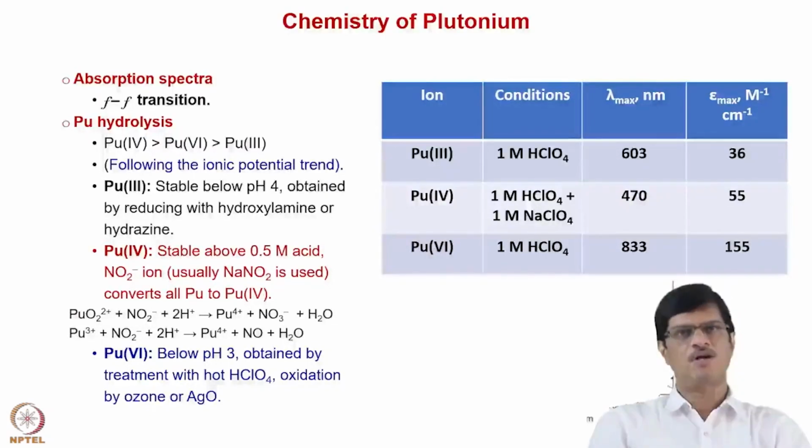Plutonium 4 is stable above 0.5 molar acid, and plutonium 4 is produced by the nitrite ion, usually by NaNO2, which converts all the plutonium from plus 3 to plus 4 state and also from plus 6 to plus 4 state. So nitrite has a unique role of oxidizing plutonium 3 to plutonium 4 and also reducing plutonium 6 to plutonium 4. And plutonium 6 production can be done below pH 3 by treatment with hot boiling HClO4 or by oxidation by silver oxide or ozone.